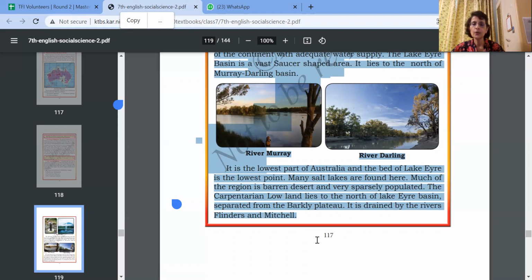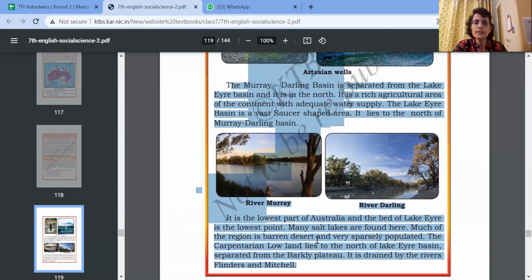The Carpentaria lowland lies in the north of Lake Eyre Basin and separated from the Barkly Plateau. It is drained by the rivers Flinders and Michelle. So we had just learned that there were 3 basins, na? Carpentaria lowland basin, Lake Eyre Basin, and the Murray-Darling Basin. So they are just telling you the location of the 3 basins.